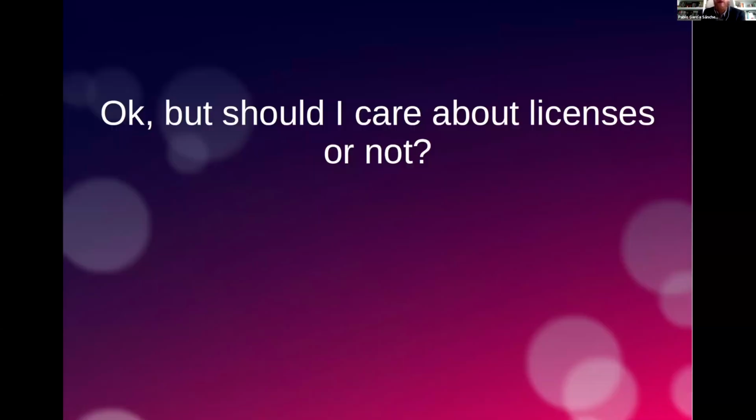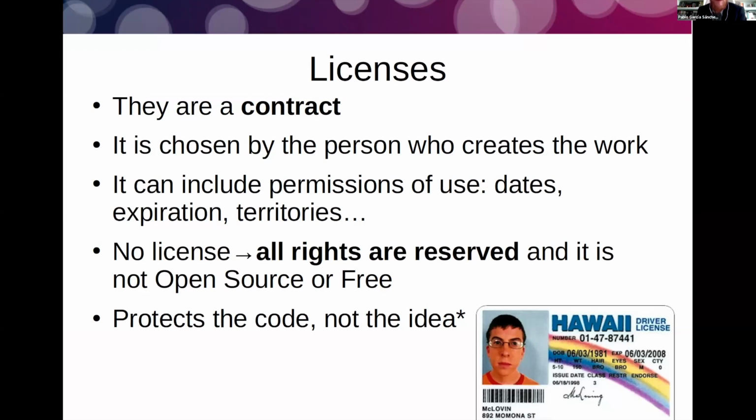Okay, but should I care about licenses or not? Well, what are licenses? Think of licenses as a contract. You can create your own license. You can open a document, a license called Pablo License. This license allows you to use my code. You can write anything you want. You can set dates, expiration, territories to use.